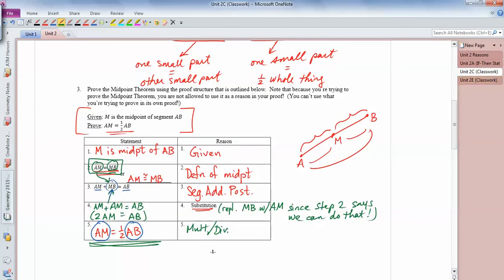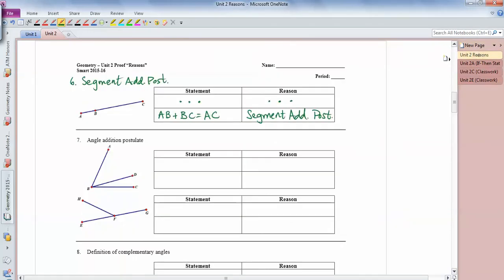Yeah, right here. We used the segment addition postulate in this proof right there, in the 2C handout that we did at some point. And it didn't actually matter what came before it. It turns out that we could have listed that first if we really wanted to. Okay, let's go back to the reasons.